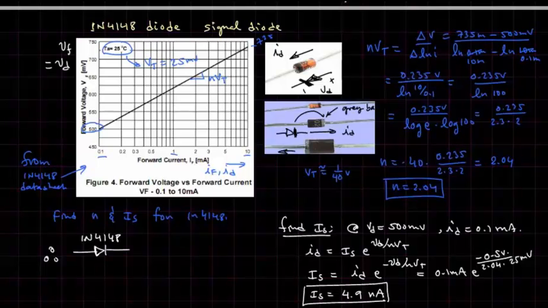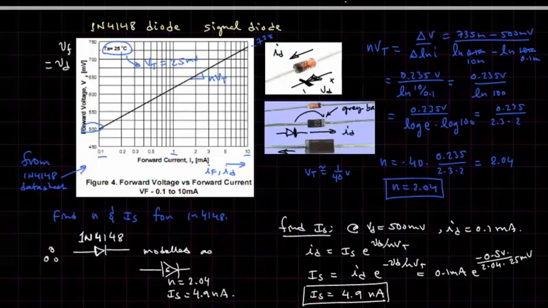The 1N4148, by the way, many diodes, or at least older diodes that have been around a while, begin with 1N. Okay, and you'll find that a number of bipolar transistors start with 2N. Therefore this can be modeled as a Shockley diode with n equal to 2.04 and IS equal to 4.9 nanoamps.